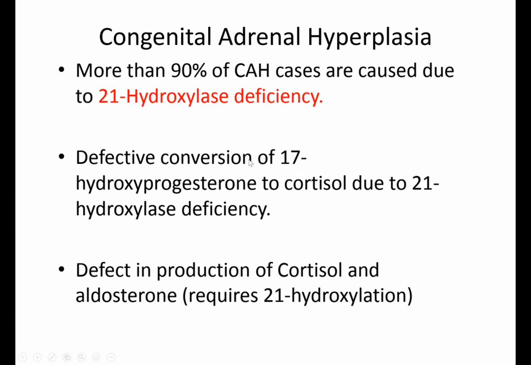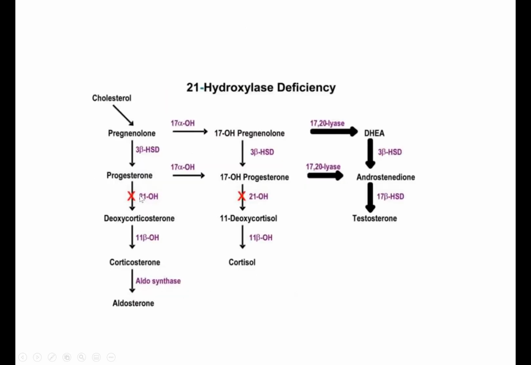And then there's defective conversion of 17 hydroxyprogesterone to cortisol in this 21 hydroxylase deficiency. There's also a defect in the aldosterone production. Let me take you to the pathway now. So in 21 hydroxylase deficiency, as you can see here, this step is defective and it's not working properly. So the enzyme is missing or deficient. And as you can see here, the aldosterone, which is the end product here, and the cortisol, which is the end product here, are not synthesized well.